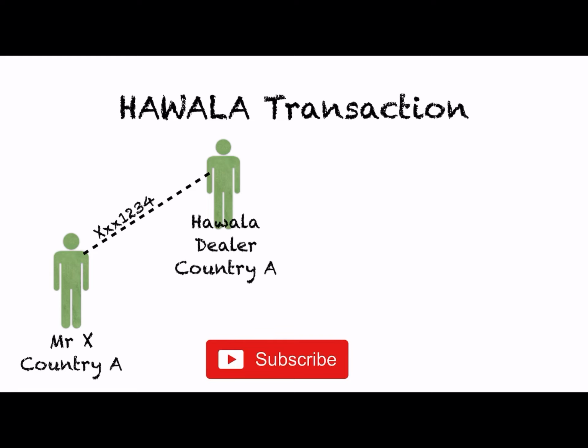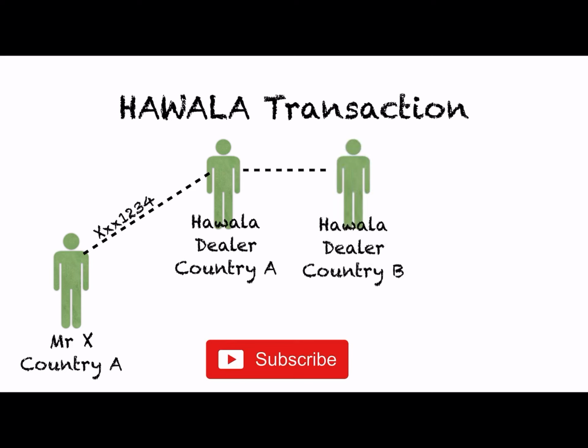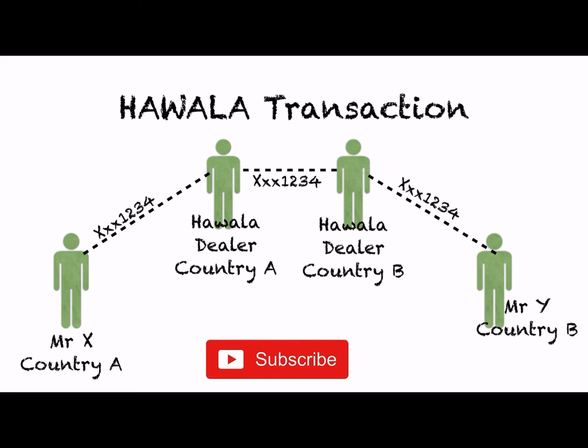Once the Hawala dealer in country A has received money from Mr. X, he will reach out to another Hawala dealer in country B and share the same code, XXX1234. The two Hawala dealers would settle accounts through the normal process of trade, and now Mr. Y in country B can get the money from the Hawala dealer in country B by showing the code, again XXX1234. So that is all about a Hawala transaction.